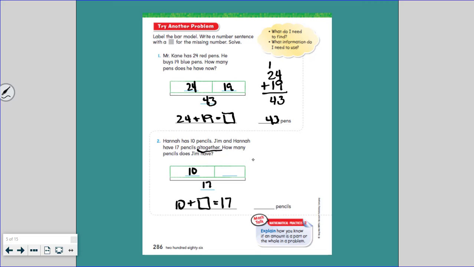So I'm going to count up 10, 11, 12, 13, 14. I'm going to keep going until I get to 17. 15, 16, 17. So we counted up 1, 2, 3, 4, 5, 6, 7 numbers. So we're going to write a 7 here. So that means Jim has 7. 10 plus 7, Hannah's 10, plus Jim's 7 equals 17. So that means Jim had 7 pencils because that's what I needed to find out. How many pencils does Jim have? All right, let's turn the page.